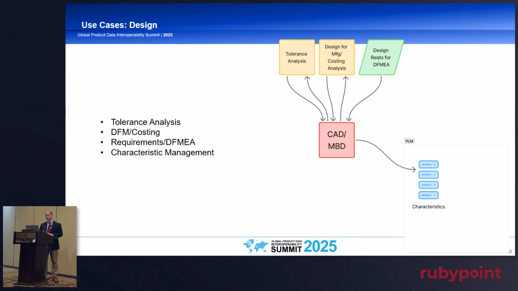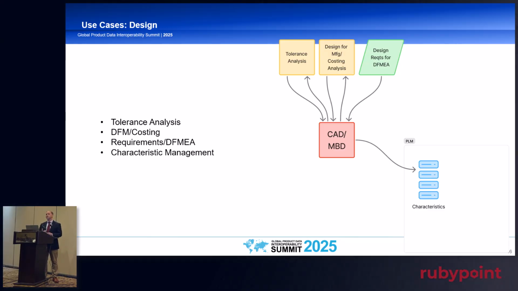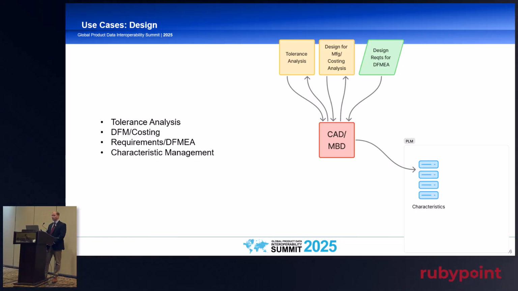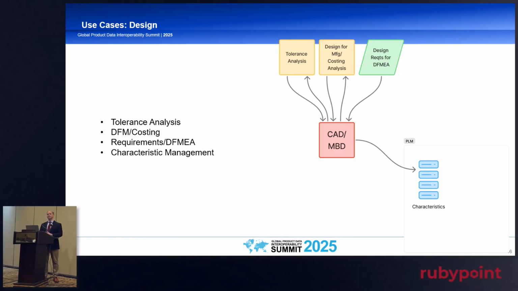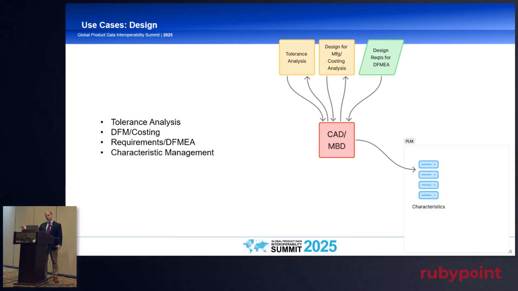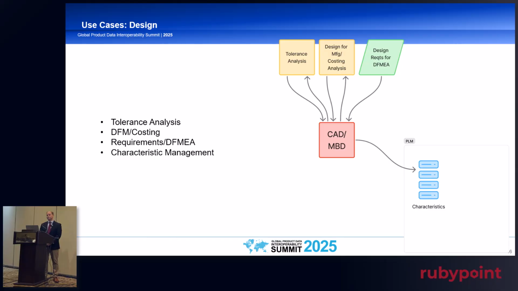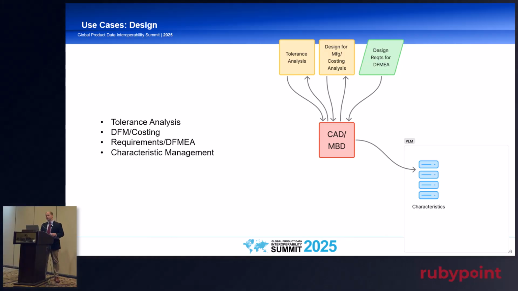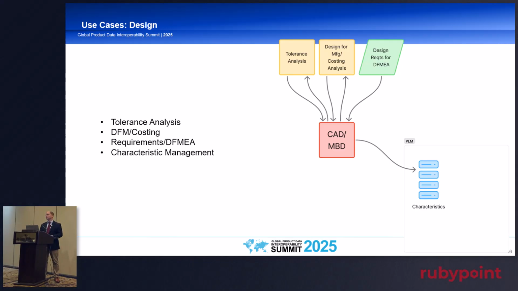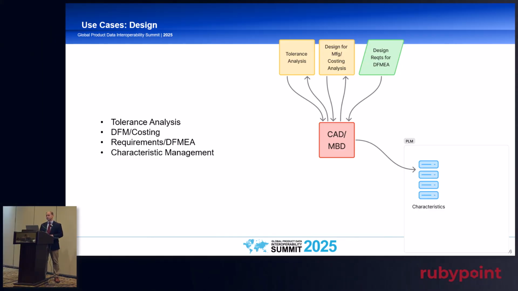DFM, design for manufacturing, or costing analysis, a lot of that is also very dependent on what tolerances I have. Are they super tight tolerances? Are they very loose tolerances? Getting into requirements, tracing requirements, doing DFMEA analysis. This also is a mapping of our characteristics to requirements to understand what some of the criticalities are for some of our characteristics. And then I added the idea of just characteristic management here. The idea of I want to be able to start managing characteristics in my PLM system, which is an emerging technology over the last 5 years with various different PLM vendors really getting into that field in a serious way.